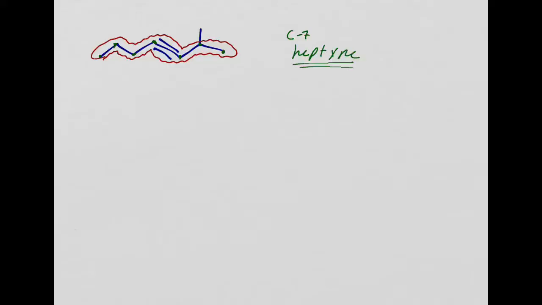Heptyne. Nice job. How am I going to number it? I'm numbering it in a way that the triple bond gets the lowest number possible. Here it would be 1, 2, 3, 4. Here it would be 1, 2, 3. So I'm going to go from the 3. So it will be 1, 2, 3, 4, 5, 6, 7. Carbon 3 is where my triple bond starts. So 3-heptyne is how it's going to end.